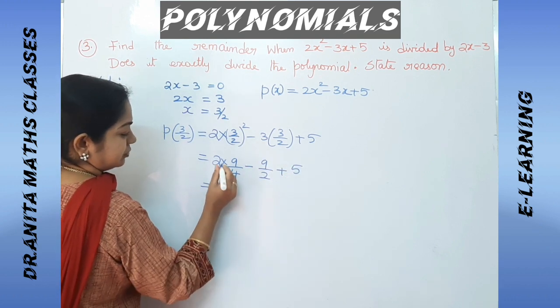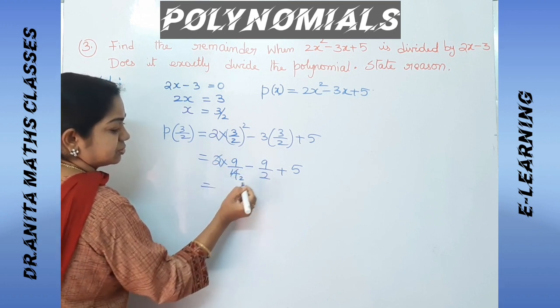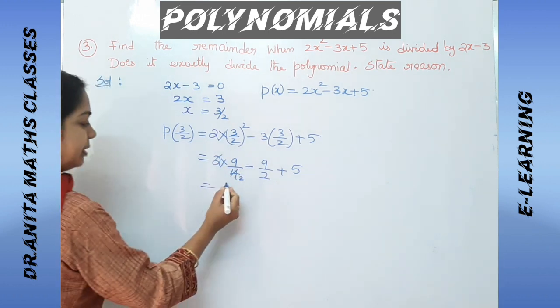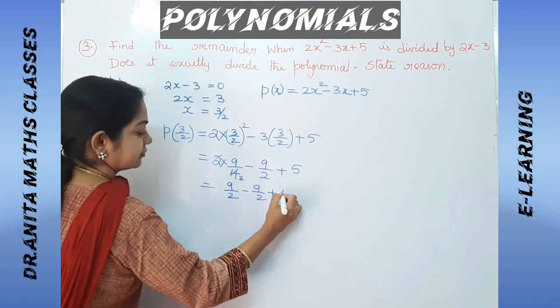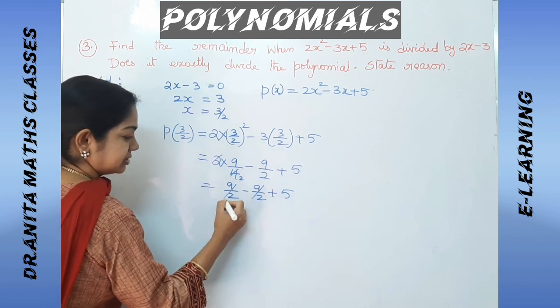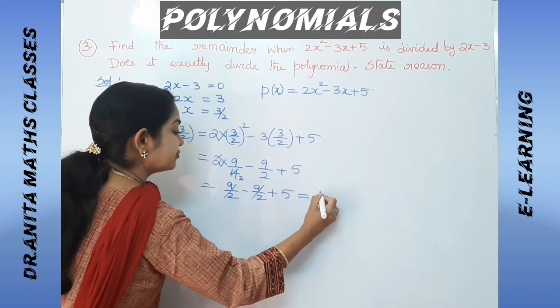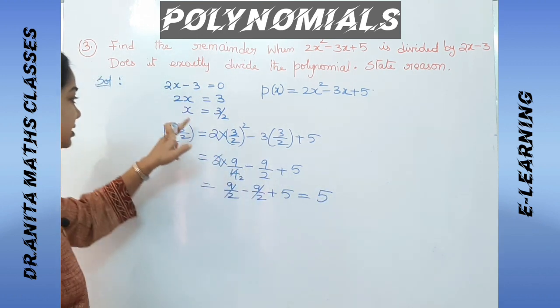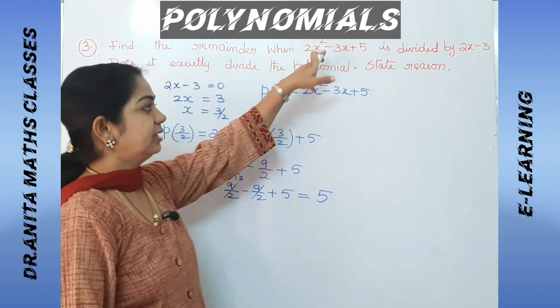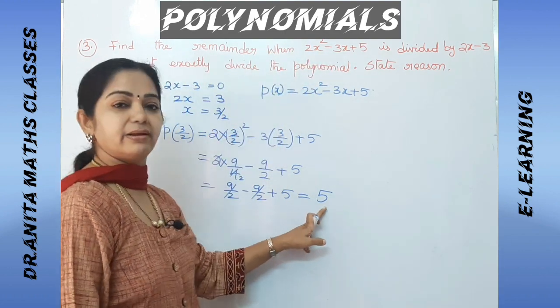Okay. So if you cancel off 2 once, 2 twice, right? So 9 by 2 minus 9 by 2 plus 5. So these are plus and minus, you can cancel off. So the remainder is 5. Now here we got the remainder. When this linear polynomial is dividing this quadratic polynomial, we got the remainder as 5.